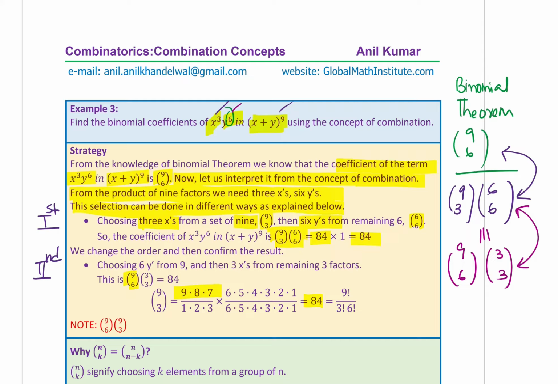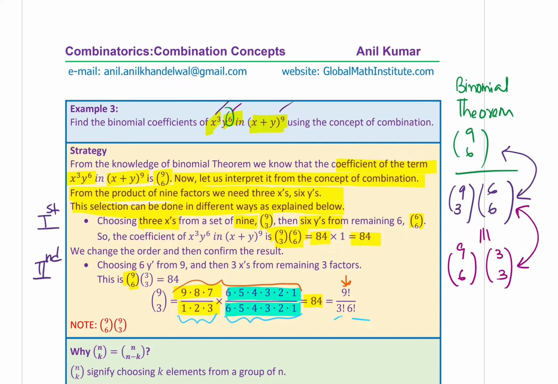However, I've also shown you here another technique. 9c3, as you can see, can be written as 9×8×7 over 1×2×3. Now, what we have done here is both numerator and denominator are multiplied by this term 6 times 5 times 4 times 3 times 2. In that case, the numerator can be written as what? 9 factorial. Do you see that? 9 times 8, 7, 6, 5, 4, 3, 2, 1, 9 factorial. And here we get 3 factorial and 6 factorial.